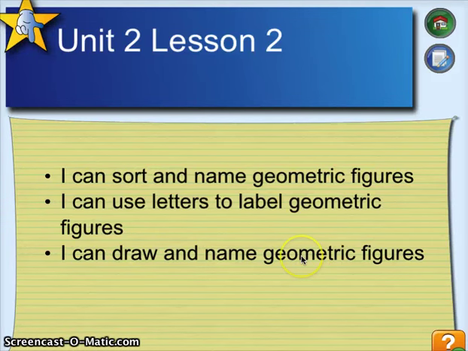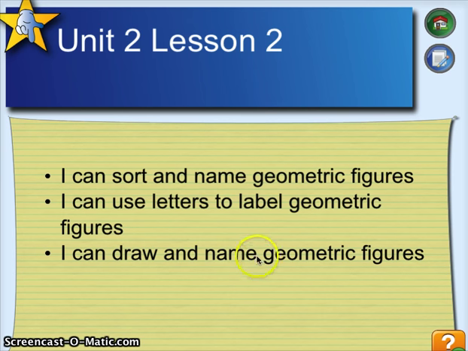Alright, this is Unit 2, Lesson 2. Today our learning targets are: I can sort and name geometric figures. I can use letters to label geometric figures. I can draw and name geometric figures.